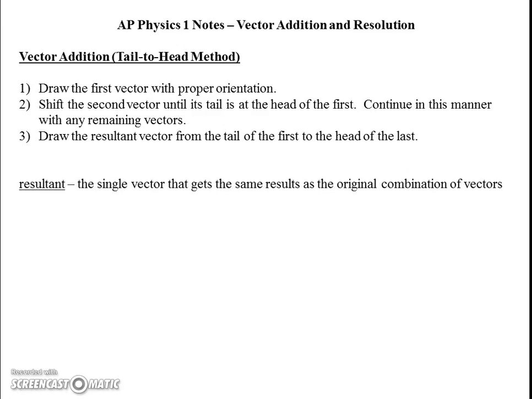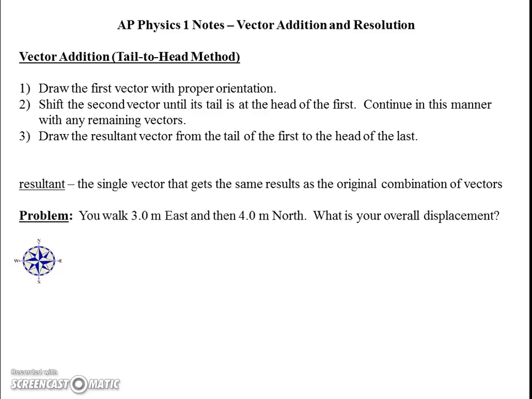So we'll try a real simple problem. It's right there in your notes page. Let's say you walk 3 meters east and then 4 meters north. What is your overall displacement? To start us off, we have a compass rose here drawn with north pointing to the top of the page, south to the bottom, east to the right, and west to the left. That's a real standard way of doing it. And we'll start here with step 1, draw the first vector with proper orientation.